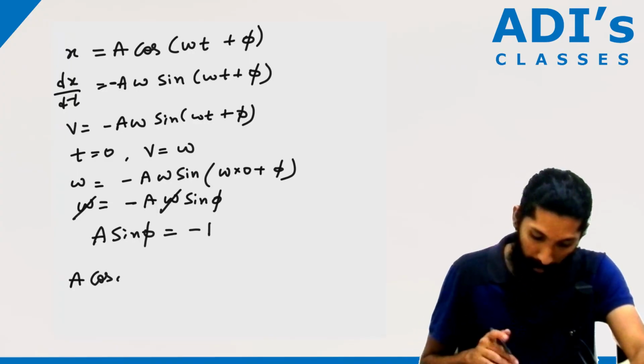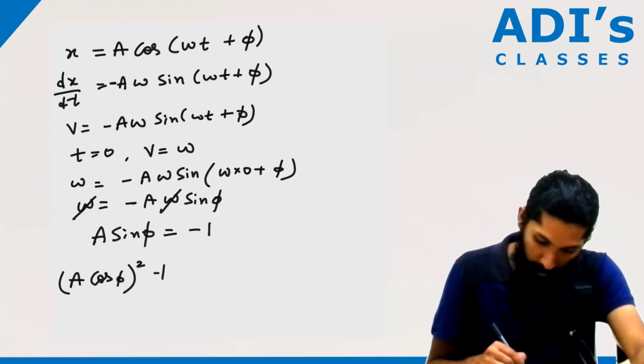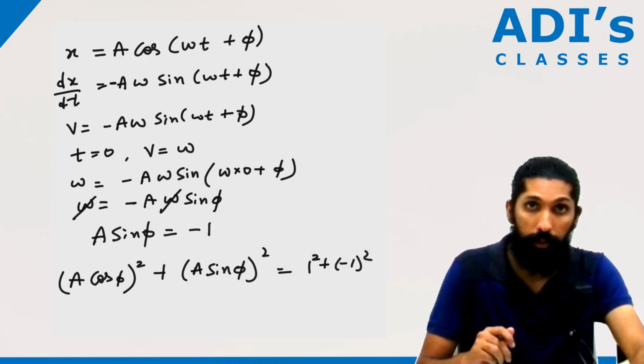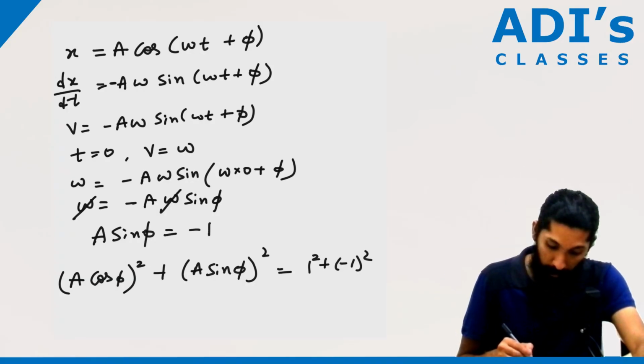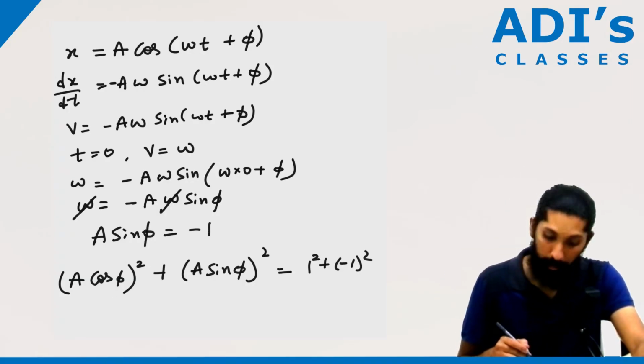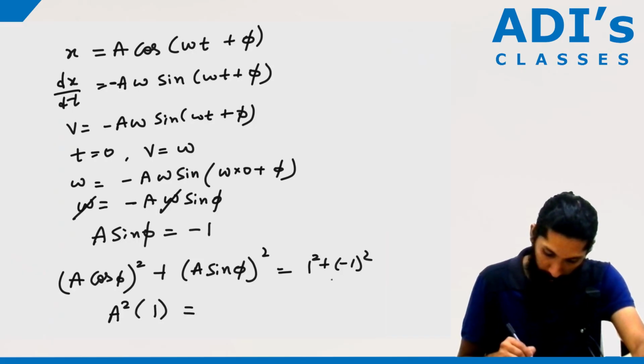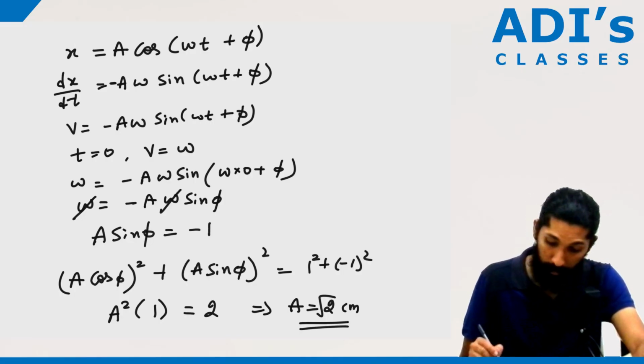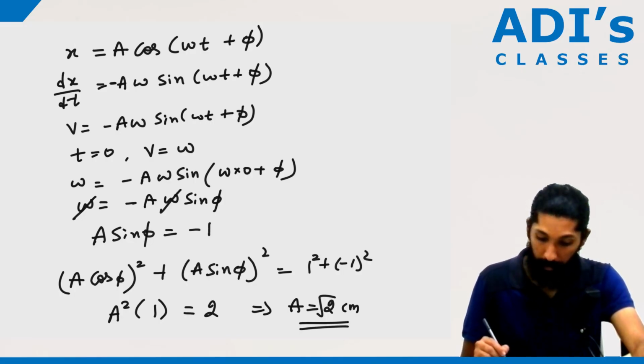Square and add: a cos phi whole square plus a sine phi whole square, that is 1 square plus minus 1 square. A square cos square phi plus a square sine square phi. Take a square common, you will get a square into 1 is equal to 1 plus 1, which is 2. Therefore a value is going to be root 2 centimeter. That is, the maximum amplitude is root 2.